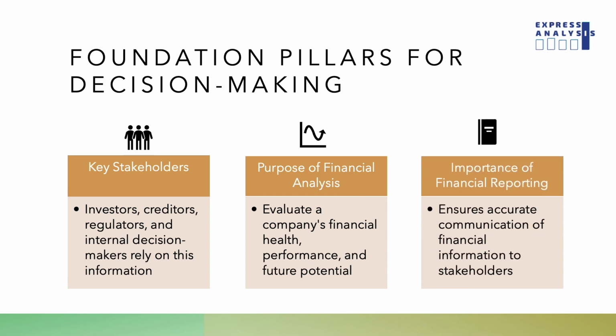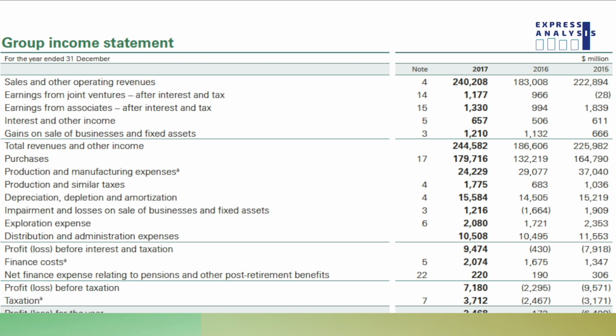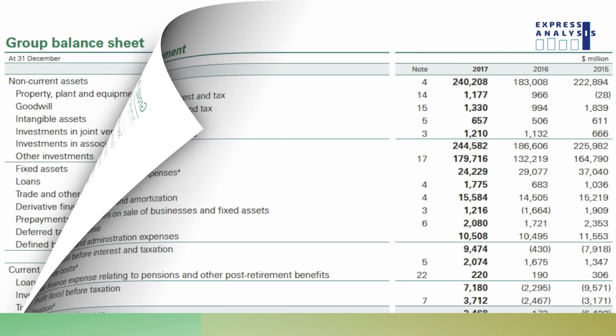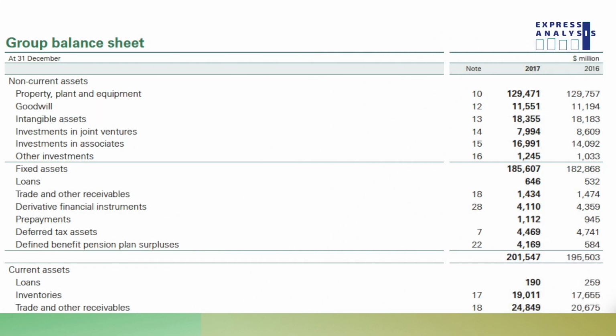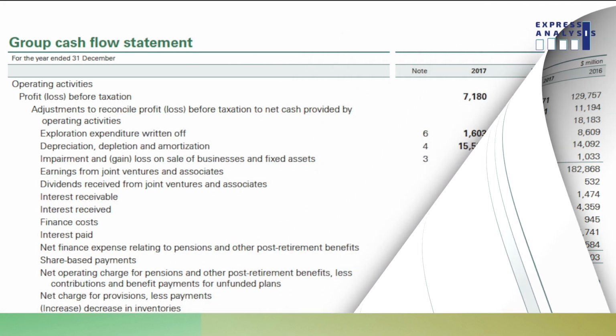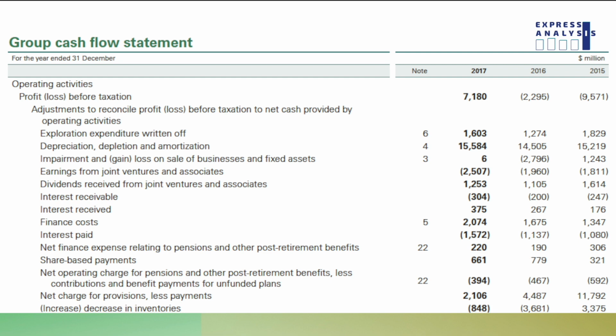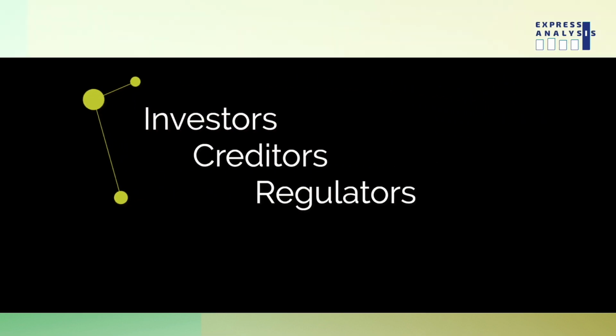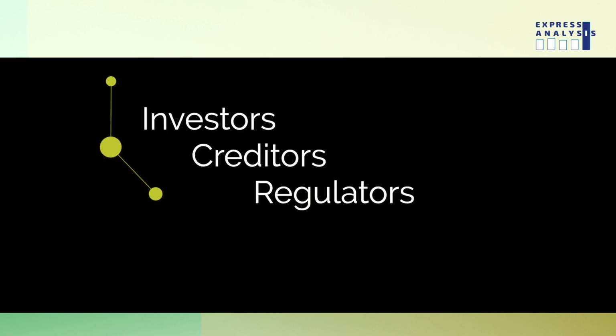Meanwhile, financial reporting ensures that this financial information is accurately communicated to interested parties in a structured and standardized manner. Financial statements are the backbone of financial reporting and analysis, offering a snapshot of a company's financial position, performance, and cash flows over a specific period. For businesses, financial statements serve as essential tools for decision-making, allowing internal management to set strategic goals and external stakeholders, such as investors, creditors, and regulators, to evaluate the company's financial health and prospects.